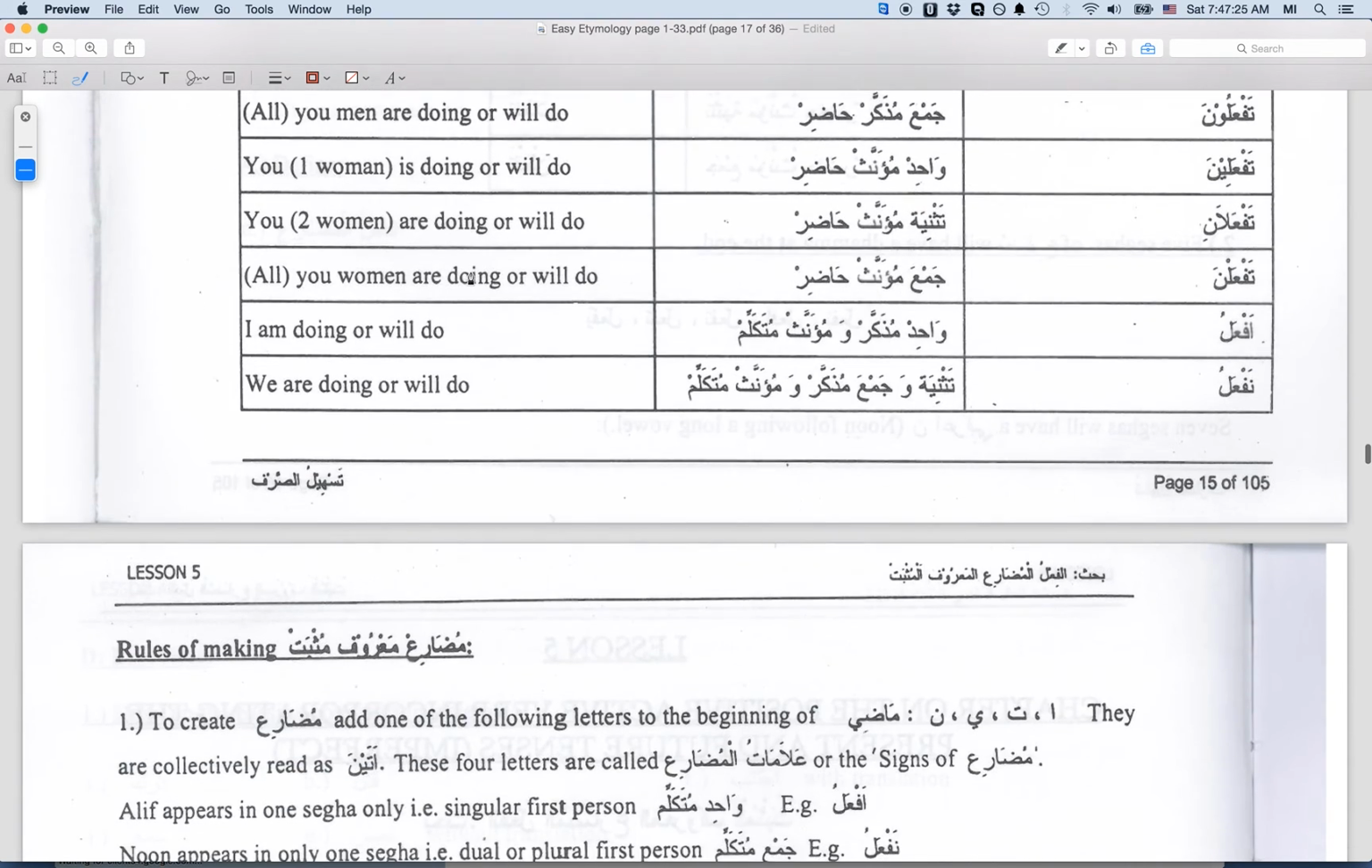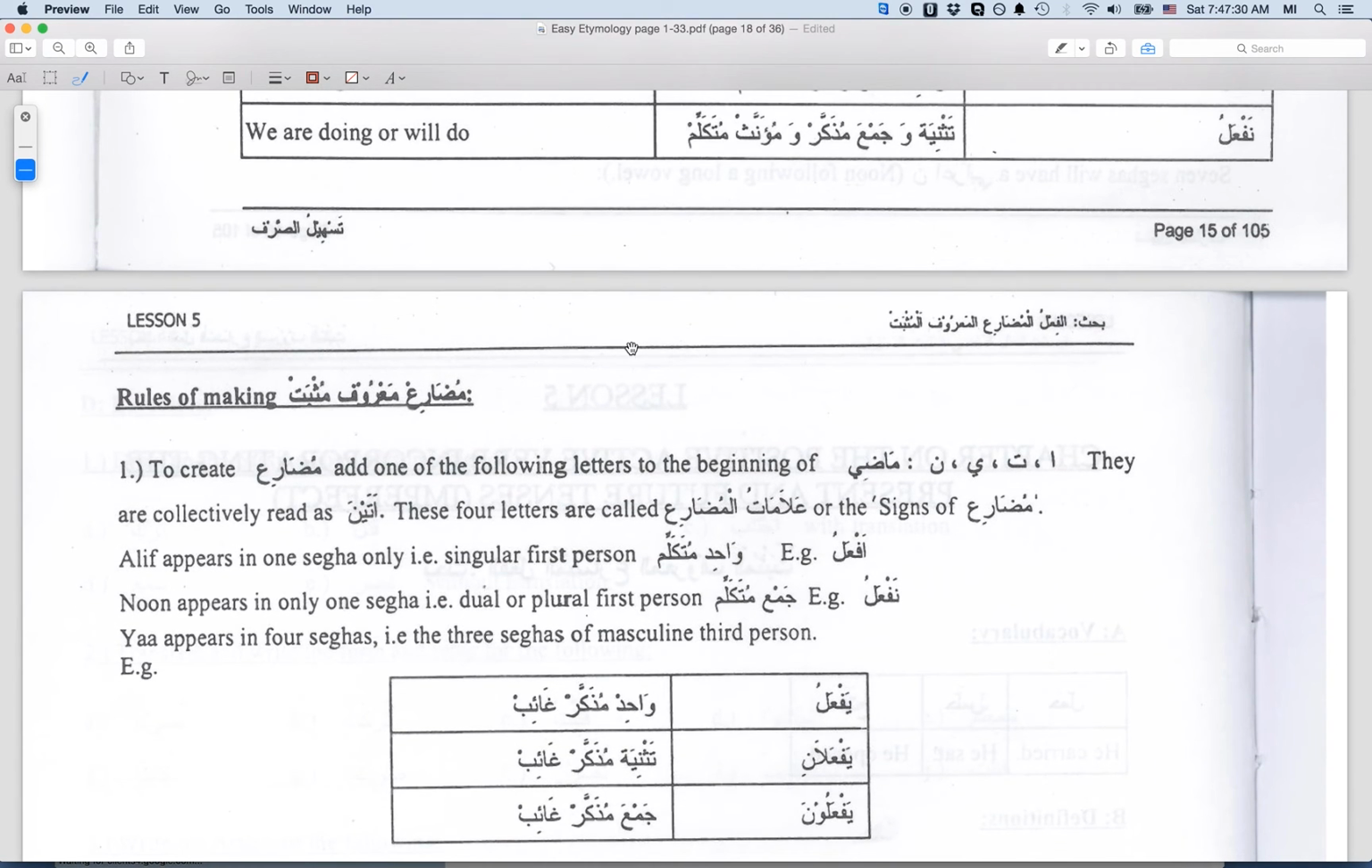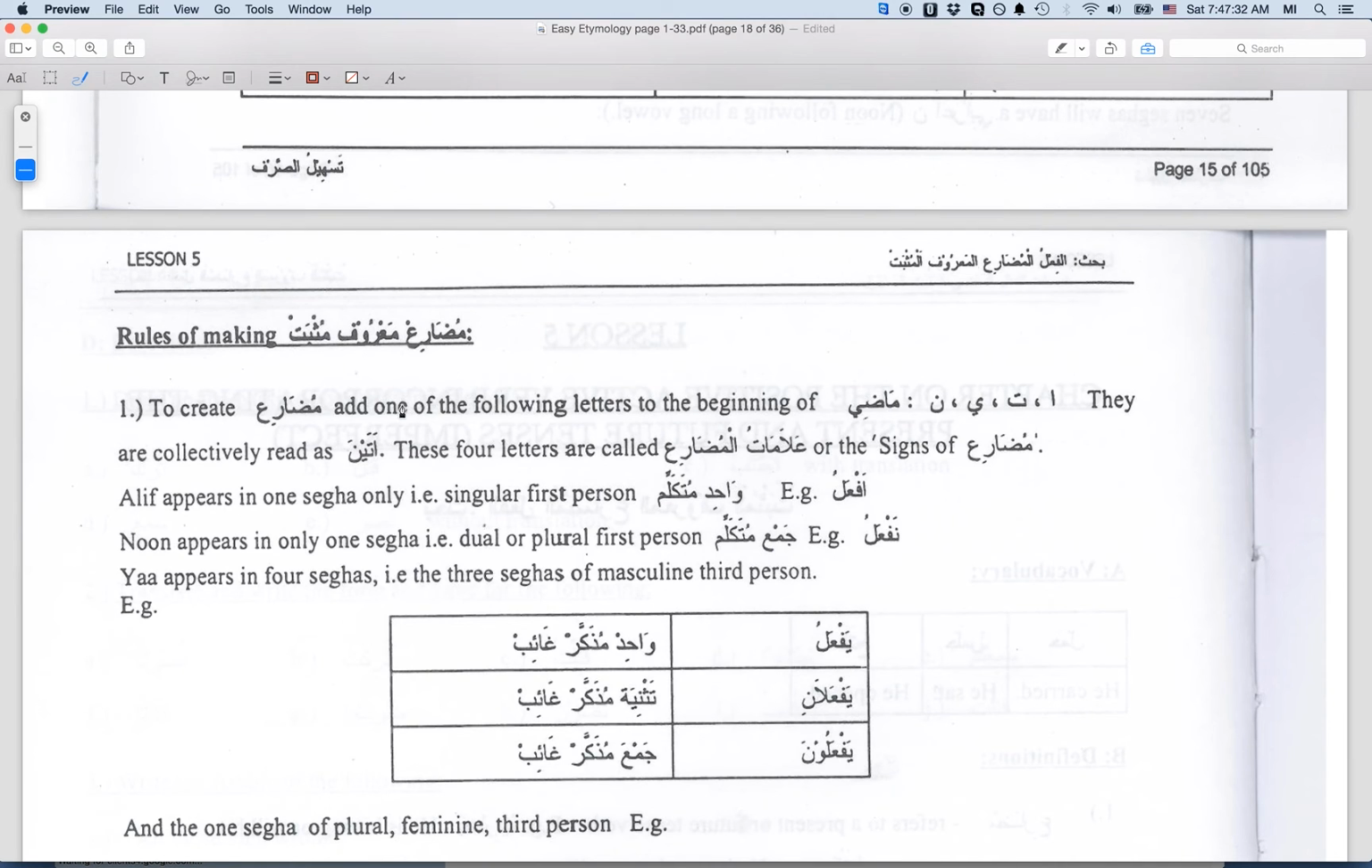We are doing, just go along, try to understand the meaning. It's the same exact way as the past tense, meaning-wise. Rules of making مضارع معروف مثبت. To create مضارع, add one of the following letters at the beginning of the ماضي. So we take the ماضي letters, past tense, and add one of these letters: alif, ta, ya, or noon. They are collectively read as "atain". These 4 letters are called علامات المضارع. So if there's an alif, ta, ya, or noon, these are usually the signs of being مضارع.